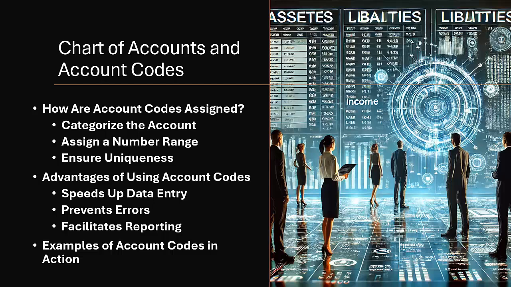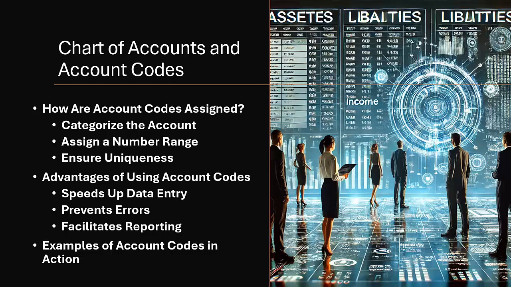Example of specific account codes: cash account, 1010. Accounts receivable, 1020. Sales revenue, 4010. Rent expense, 5010. How are account codes assigned? Step 1. Decide the category first. Figure out if the account is an asset, liability, income, expense, or equity. For example, cash is an asset and rent is an expense.